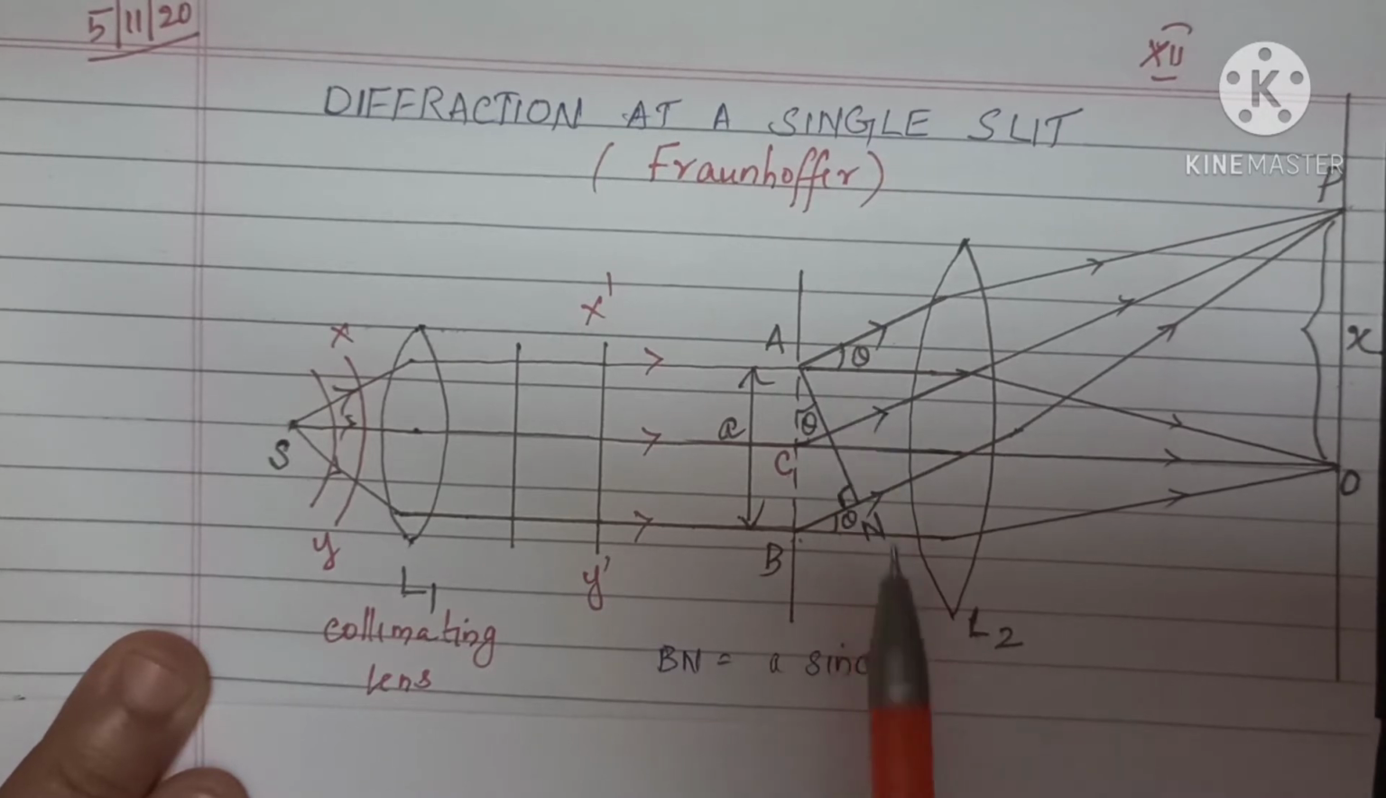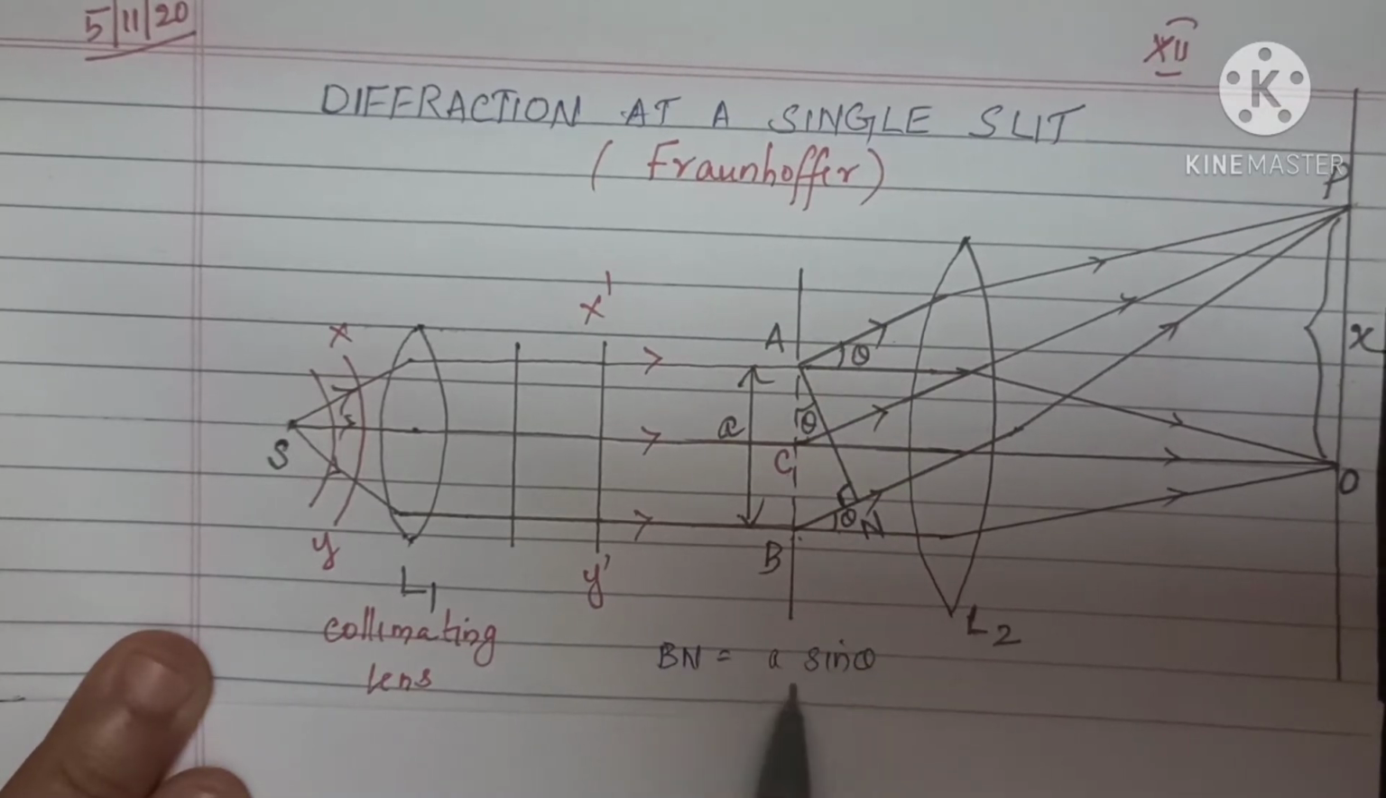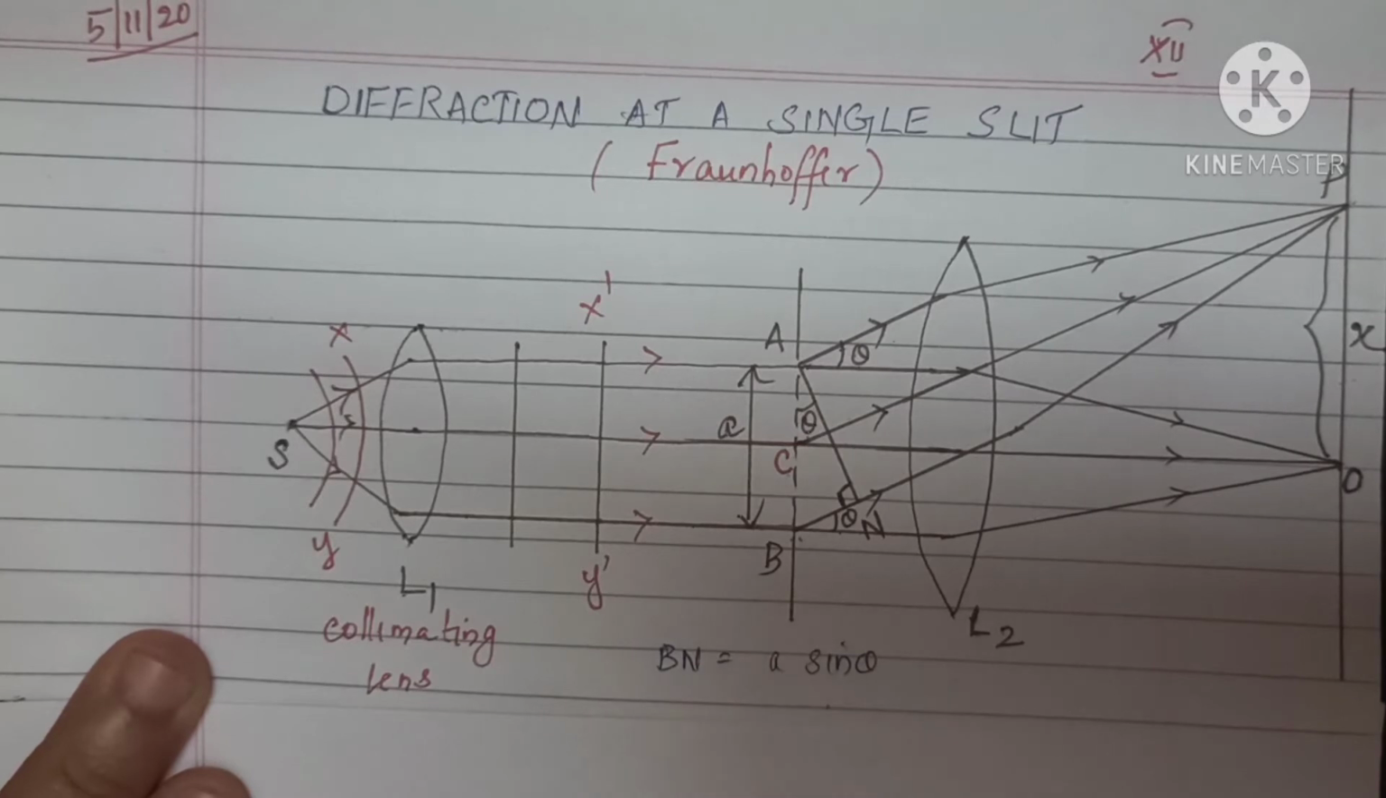Clear? Now we derived an expression for what? Path difference, that is BN equal to A sin theta. Okay, I will redraw this picture.